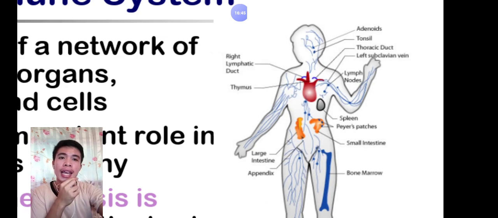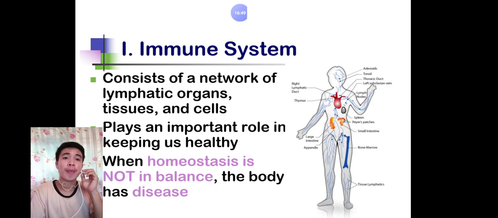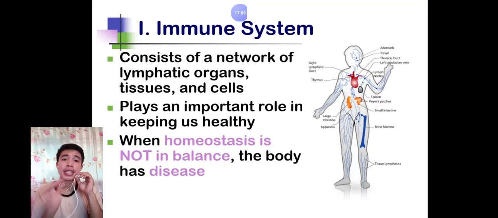So, if your question is whether the lymphatic organs are parts of the immune system, the answer is yes. The lymphatic system is also part of the immune system. The immune system plays an important role in keeping us healthy. Like the lymphatic system, our immune system is to keep our body healthy. When homeostasis is not in balance, the body has diseases.